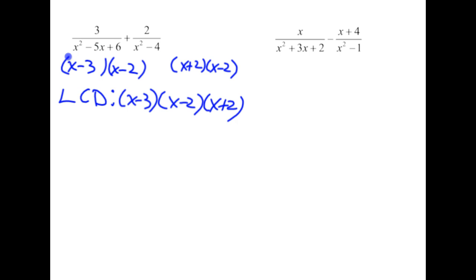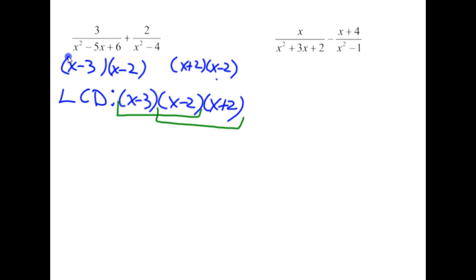Now I look at this last x minus 2. Is there already an x minus 2 in the list? Well, yeah, there's already an x minus 2 in the list, so I don't need to duplicate it. I don't need to write it twice. Now at this point, just to double check, because it's an LCD, a common denominator, I should see both of the separate denominators in this LCD. Here's the first denominator right there. Here's the second denominator right there. I see both denominators in this LCD. I know I did it right.